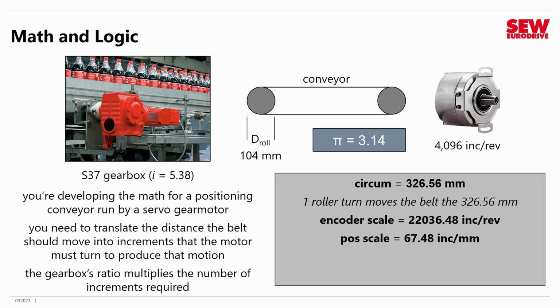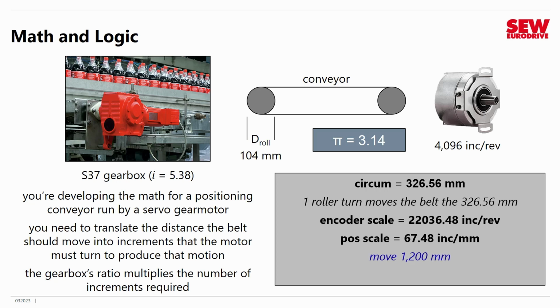So in other words, if we want to move 1 millimeter on that belt, we need to turn the motor on and count 67.48 increments, or probably just 67, since we can't go a fraction of an increment. Okay, so that's our math.